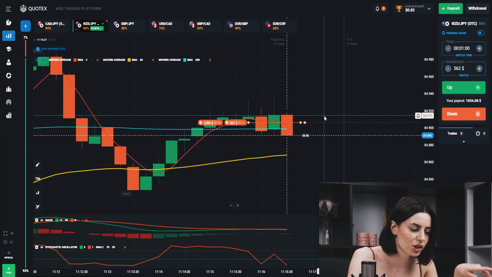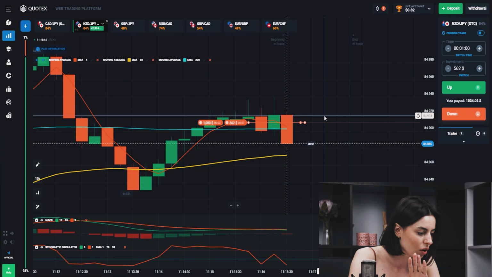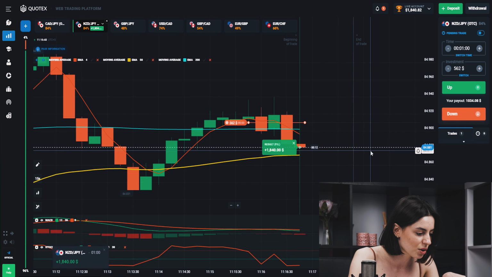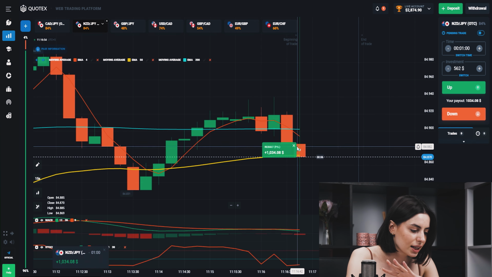So here the situation is not perfect. I'm not quite sure that it's gonna be perfect profits for both of these two bets. So let's see, the first one is a profit, and the second one, we didn't lose our money, but we didn't gain anything.